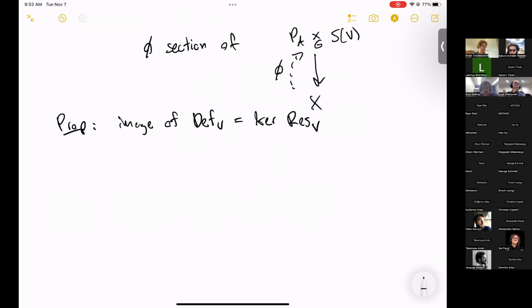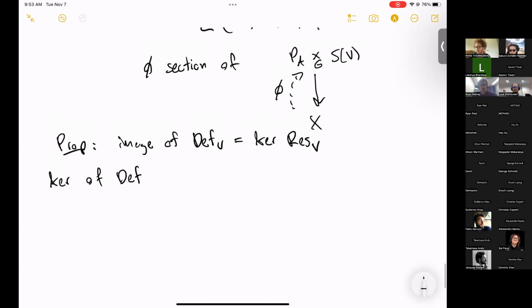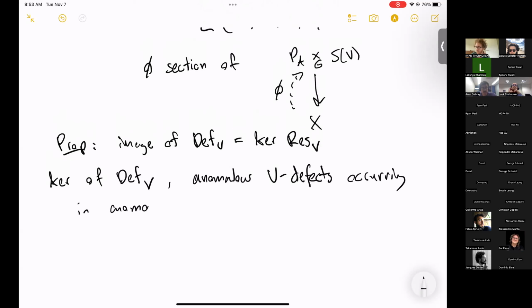So yeah, in our paper, you can find many interesting examples of this. We can also understand the kernel. Let's see here. So the kernel of the defect anomaly map, these are anomalous V defects occurring in anomaly-free theories.